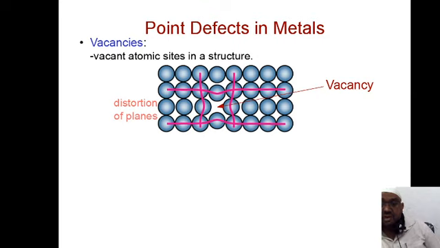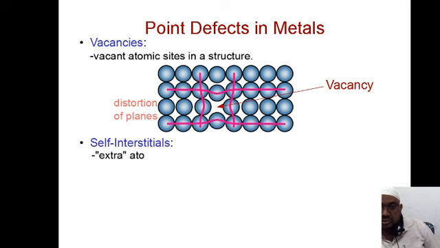Here, vacancies are nothing but the vacant atomic sites in the structure. You can see this arrangement of the atoms. You can see this is not regularly arranged. There is some empty space here. We call that a vacant atomic site, and this vacant atomic site is considered to be a vacancy, right? Due to this vacant atomic site, if we draw a plane in two dimensions, since we can view only two dimensions, you get a distorted plane. This is called the distortion plane. It has been indicated here.